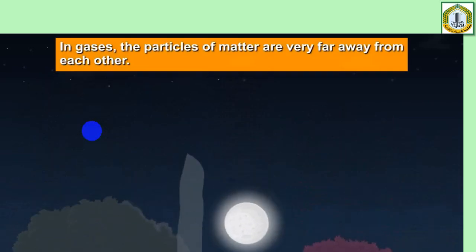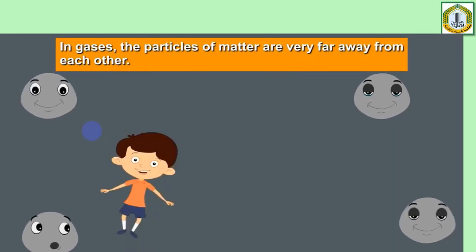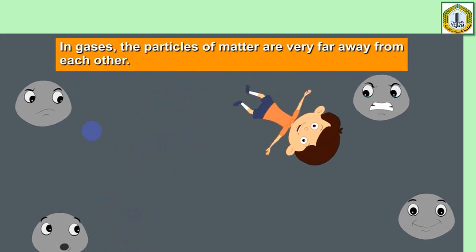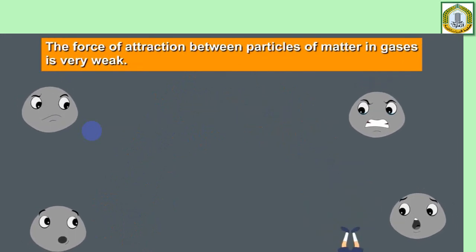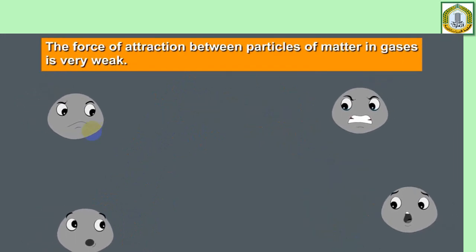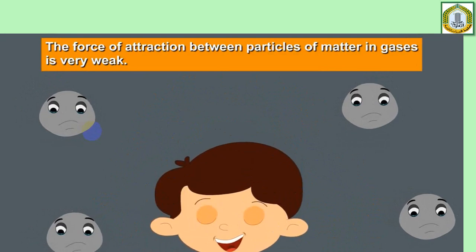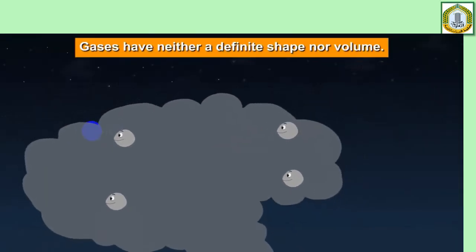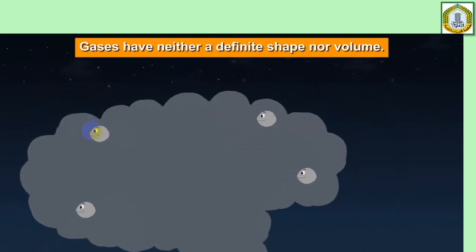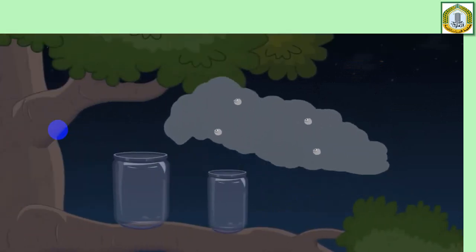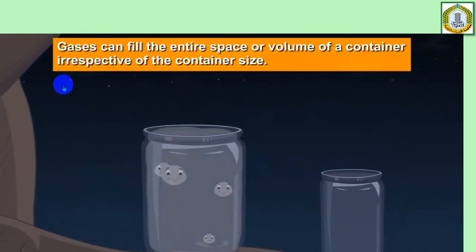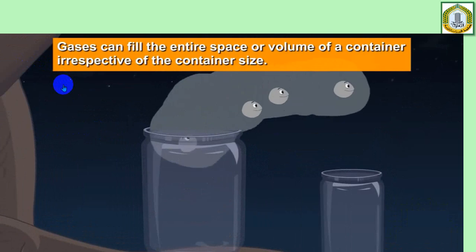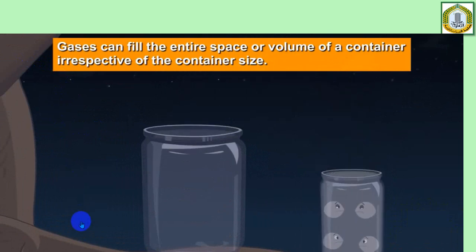In gases, the particles of matter are very far away from each other, and so the force of attraction between them is very weak. Thus, gases have neither a definite shape nor volume. They can fill the entire space or volume of a container, irrespective of the container size.